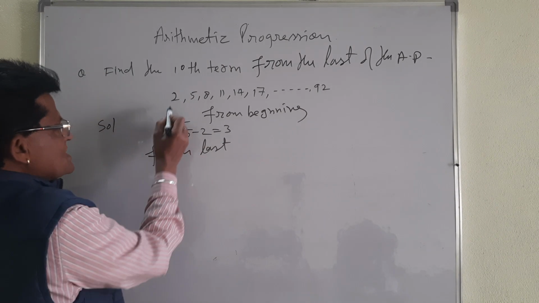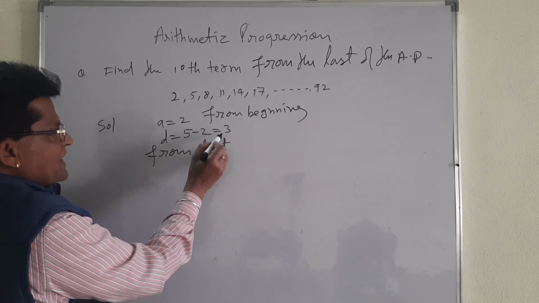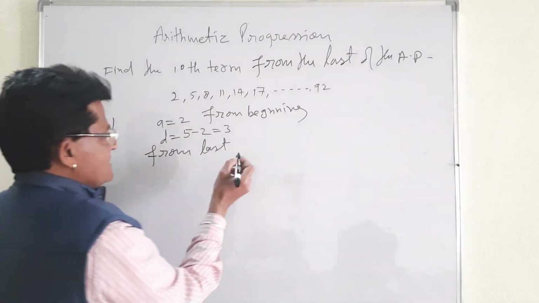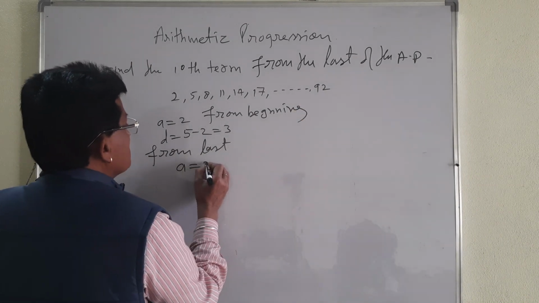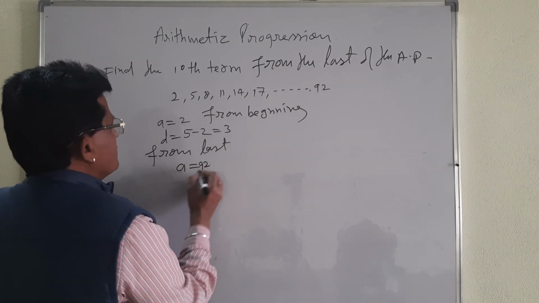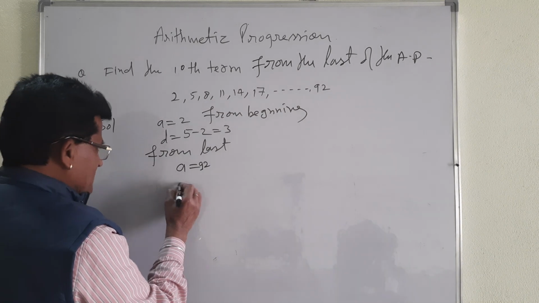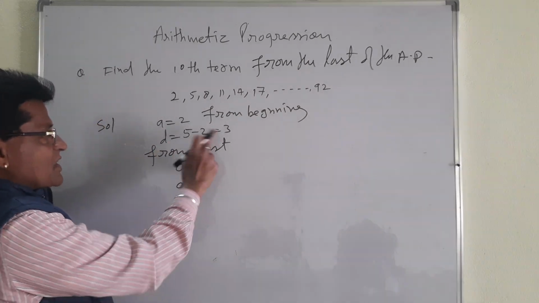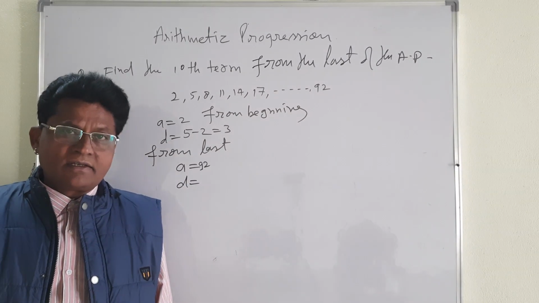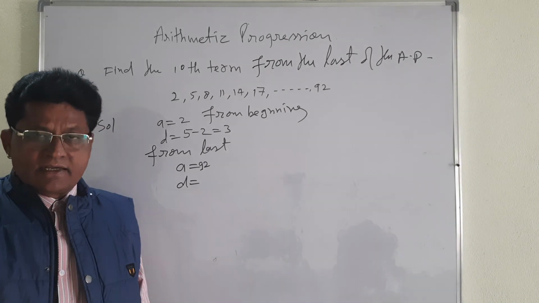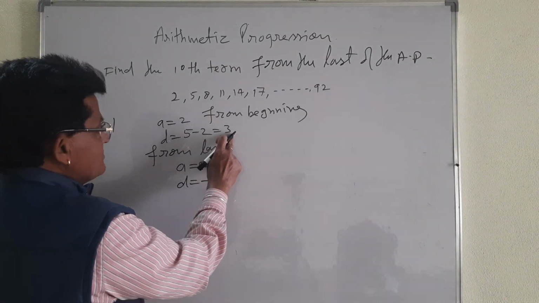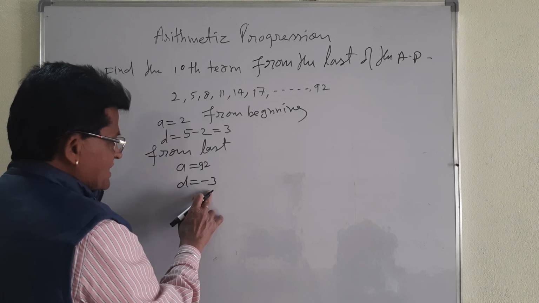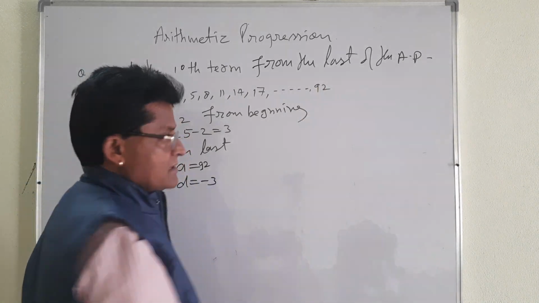From the beginning, the first term is 2 and the common difference is 3. And from the last, what will be the first term? That will be 92. And what will be the common difference? The sign will be changed. If it is positive, you take it negative; if it is negative, you take it positive. That is why minus, because here it is positive. And the common difference will be negative from last.